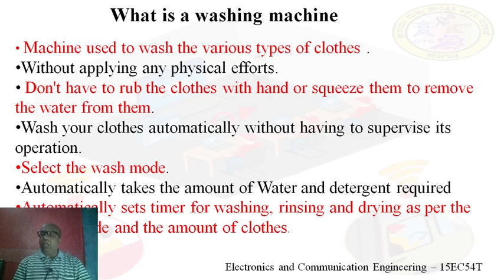Wash your clothes automatically without having to supervise its operation. Even we need not supervise the operation, how it is done. The washing machine automatically takes the amount of water and detergent required, and it also automatically sets a timer for washing, rinsing, drying as per the selected mode and the amount of clothes.